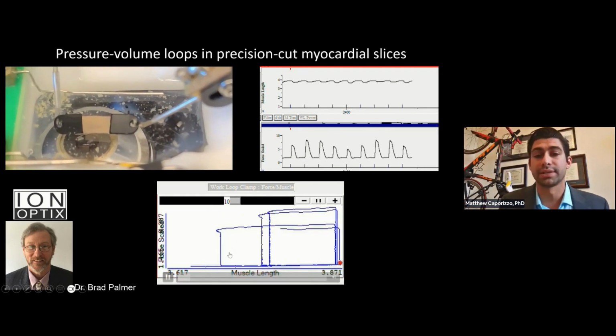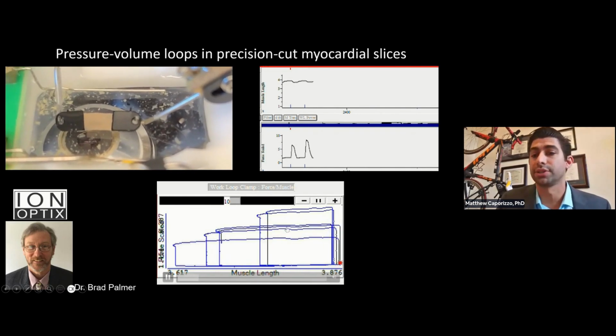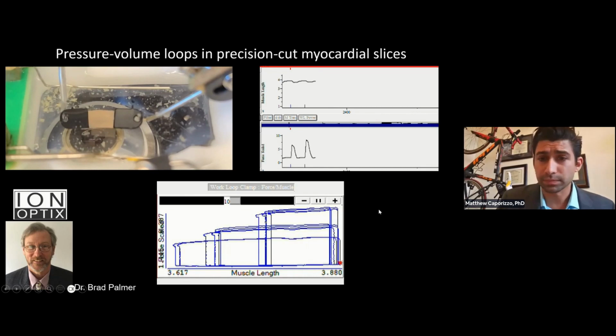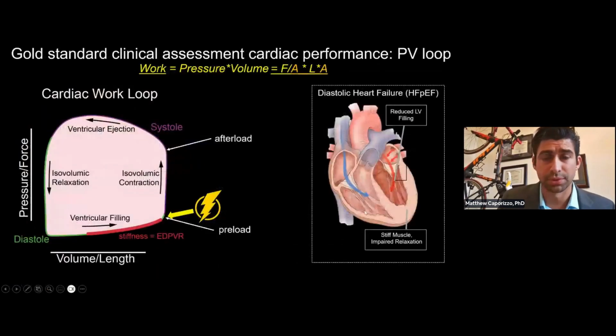But if we really want to assess the diastolic function related to how it would be in the clinic, we have to think a little bit differently about what's going on during this phase of diastole. So I won't introduce the work loop because Brad already talked about this nicely. But basically the work is the area in the loop, as Brad said, pressure times volume. The one-dimensional analog of that is force times length.